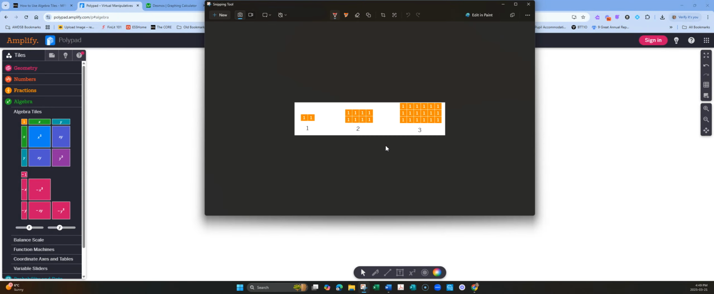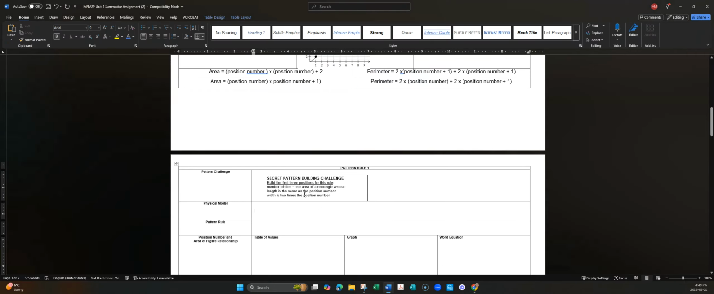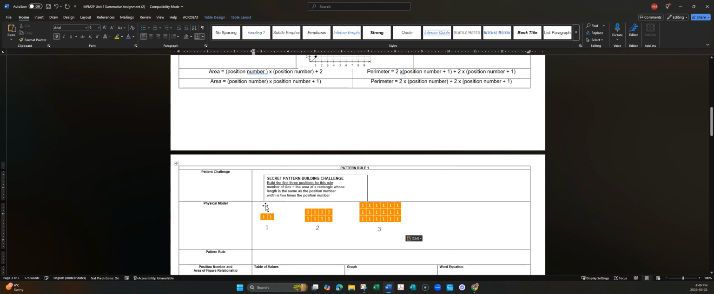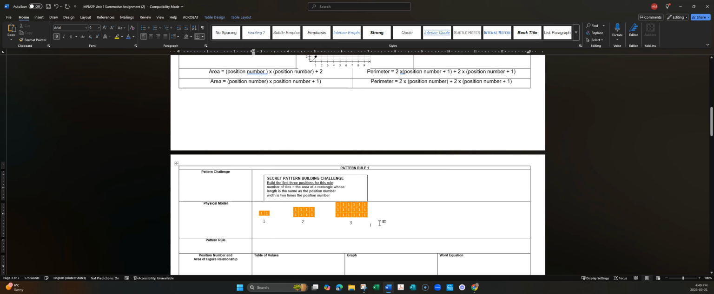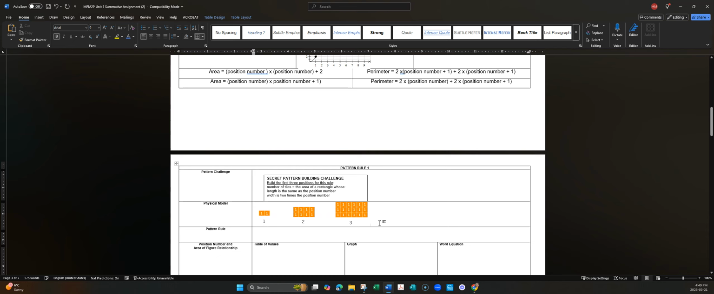So there's my screen capture that I'm going to put in now, because the second one asks, what is the physical model? So this is like, how would you draw it out with algebra tiles? Again, I'm going to make it a little smaller because I'm going to try to fit everything on 1 page. I'm going to suck up the extra blank lines by putting my cursor there and hitting delete.